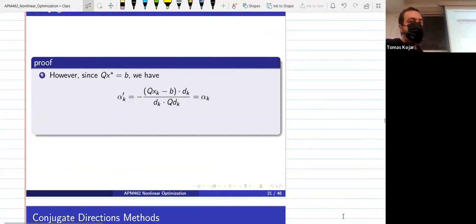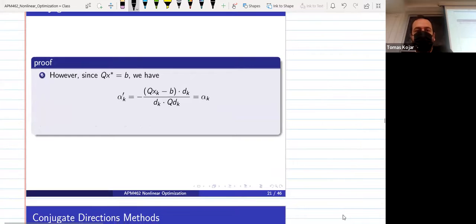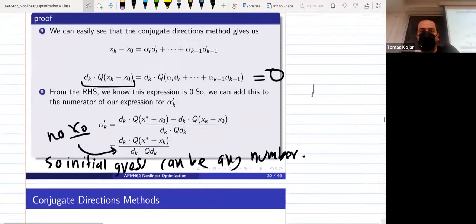But now we know that, where is it? Here. We know that Q of X star is B. So I put the B here, okay? But this guy over here was just the definition of the AKs. This was just the definition of them. All right. So that's the result we want. So let me review what just happened.